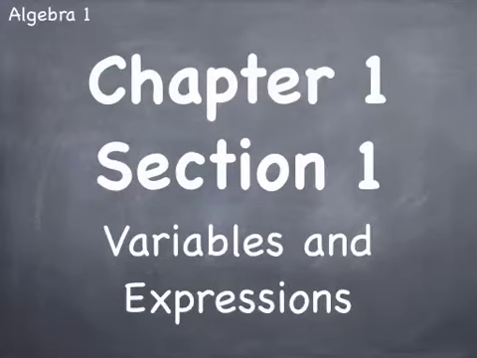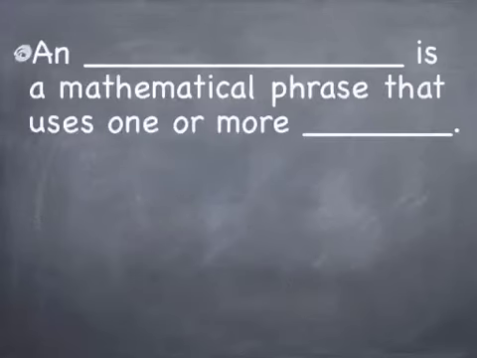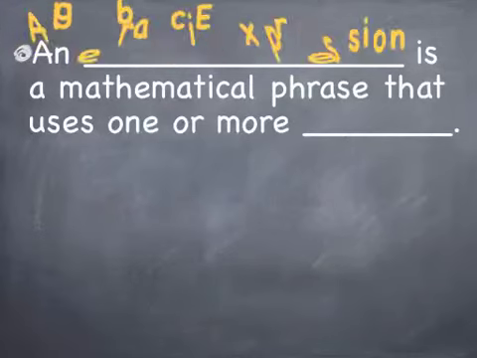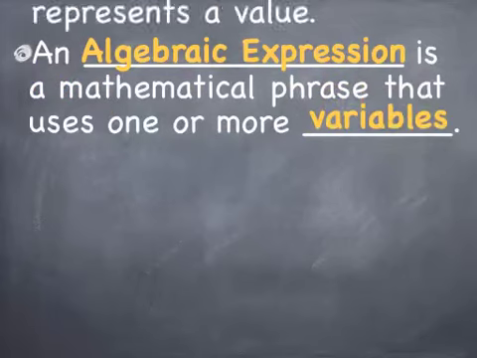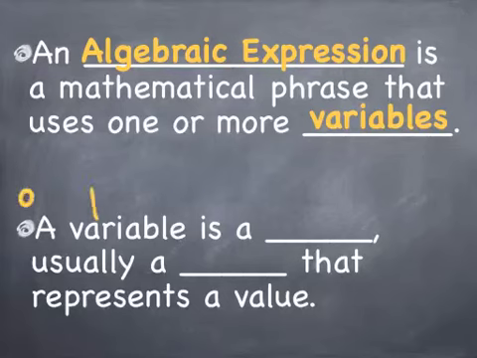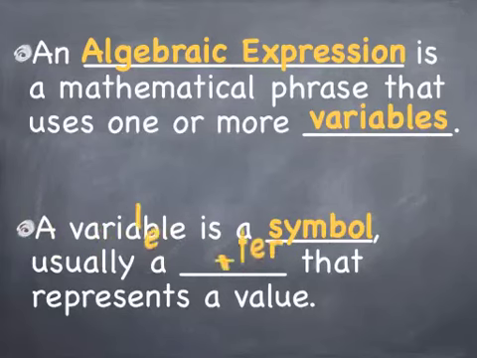Chapter 1, Section 1, Variables and Expressions. An algebraic expression is a mathematical phrase that uses one or more variables. A variable is a symbol, usually a letter that represents a value. The most common letter that's used as a variable in math is x. Solve for x, solve for y sometimes, but any letter can be a variable.